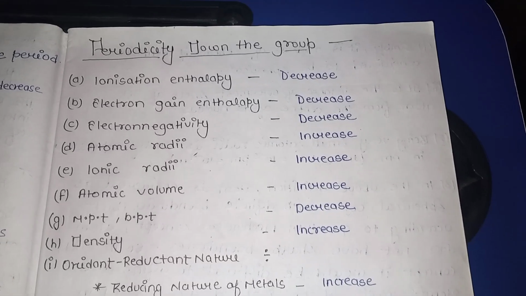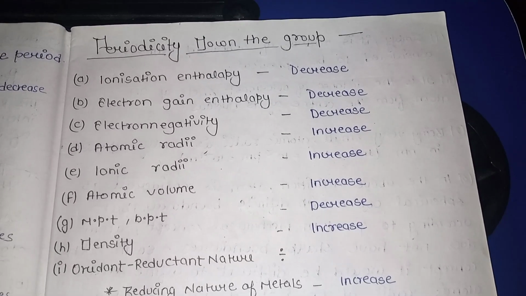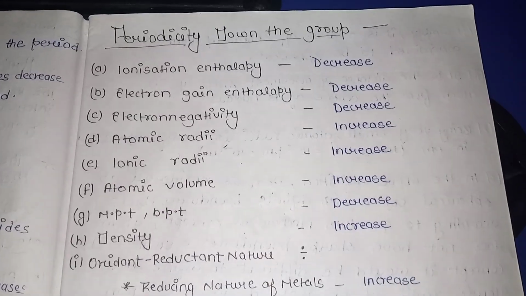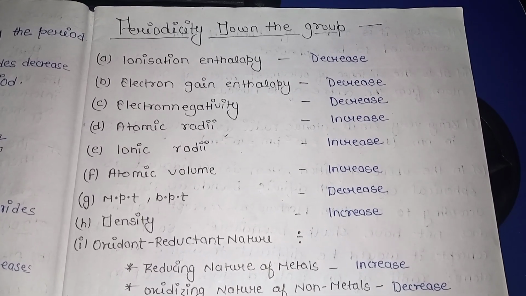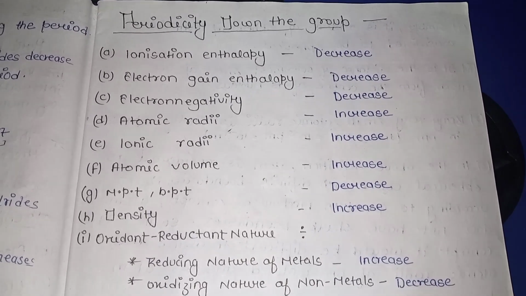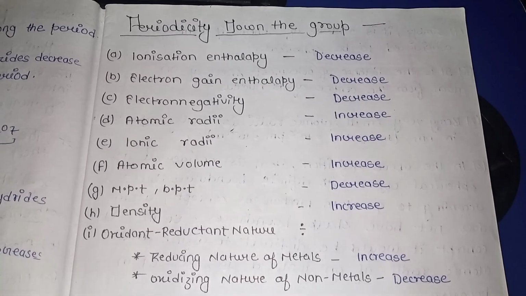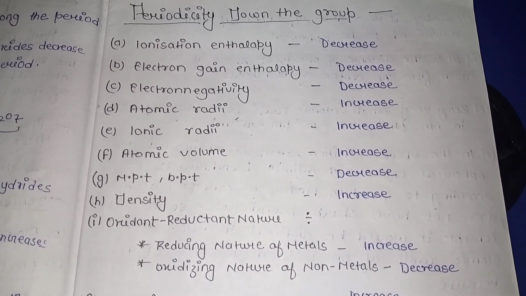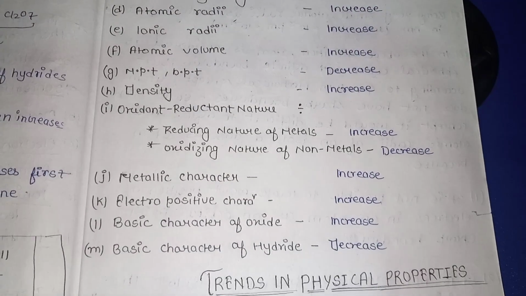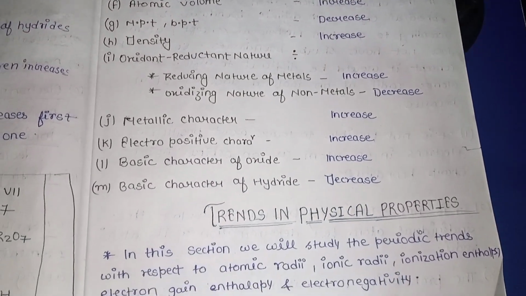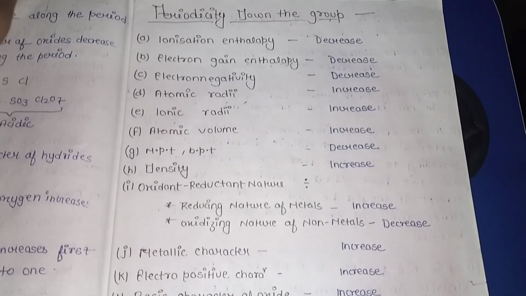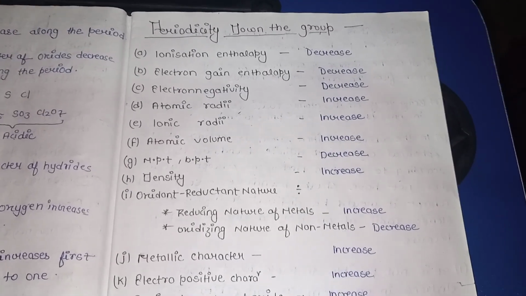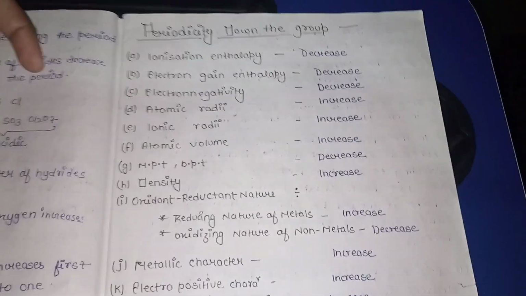After this page, you have learned periodicity along the period, and here is periodicity down the group. Here you can see ionization enthalpy, electron gain enthalpy, electronegativity, atomic radii, ionic radii, atomic volume, melting point, boiling point, density, oxidant and reductant nature, and metallic character, electropositive character, basic character of oxide, basic character of hydride. So here is periodicity down the group.